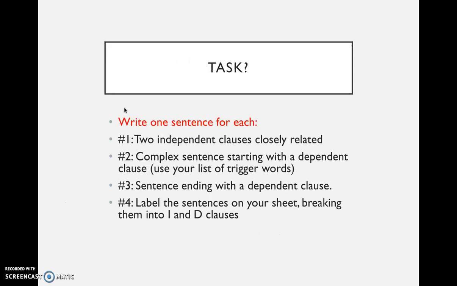So what I want you to do, follow along on your sheet and answer the following questions so that you can practice what you've just gone over.